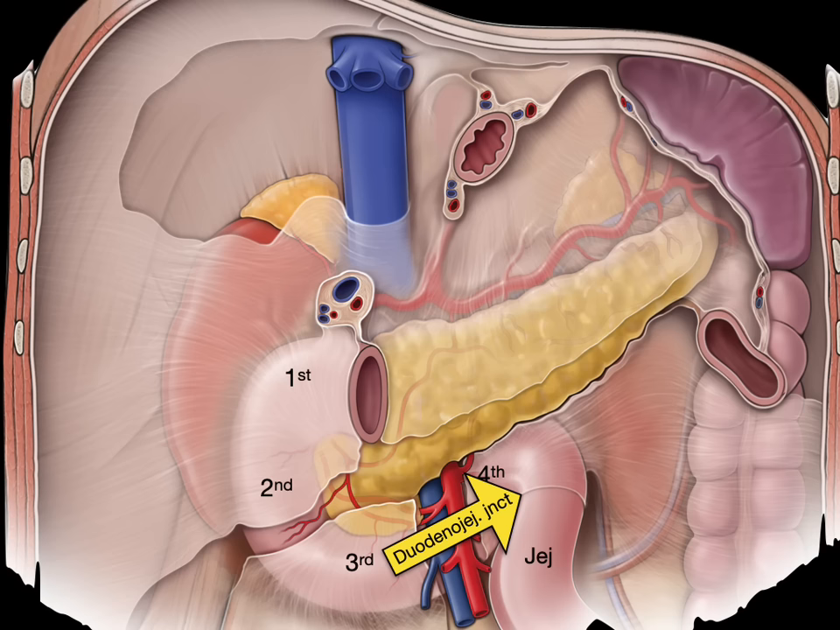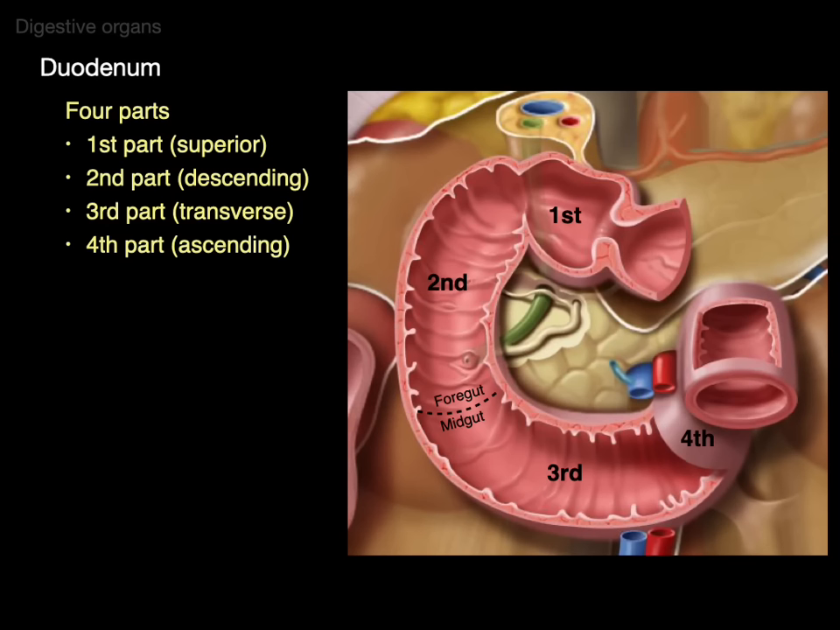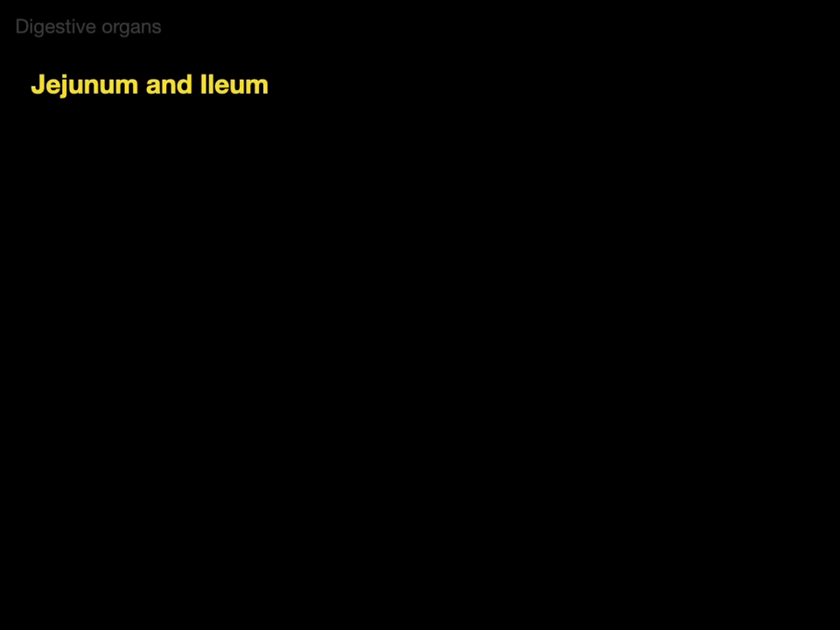Retroperitoneal to intraperitoneal. So there's our four parts of the duodenum. Now let's talk about the rest of the small intestines with the jejunum and the ileum. The jejunum is located in the upper left quadrant and the ileum is in the lower right quadrant.